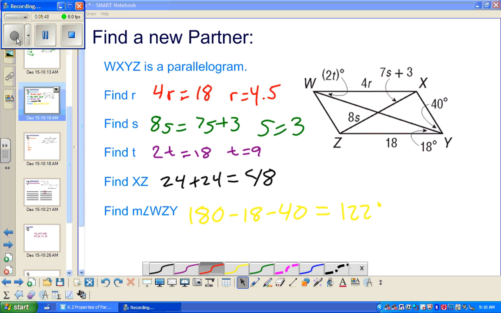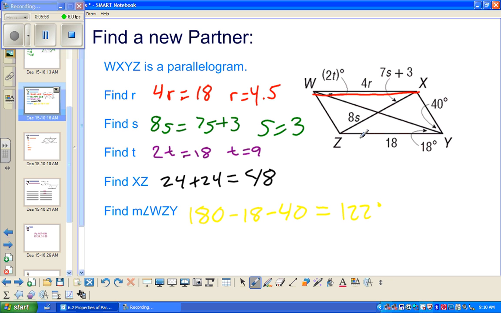So you should have found that for R, 4R should be equal to 18 because opposite sides are congruent. So set that up. Solve for R, should get 4.5. For S, you know diagonals bisect each other. So 8S should be equal to 7S plus 3. Solve for S, and you should get S equals 3.